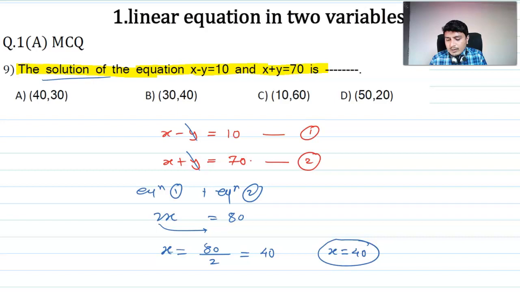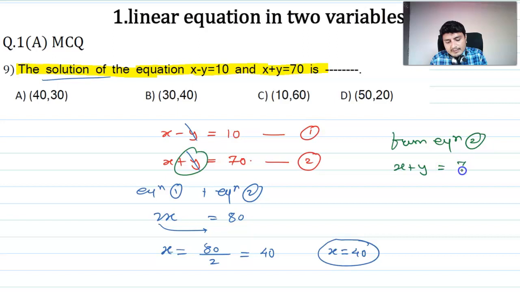Now to evaluate the value of y, what shall we do? Let's replace x by 40 in either equation 1 or 2. Then we get the value of y. So I am choosing equation 2, because in equation 2 the y variable is positive. Addition is easy as compared to subtraction. So we are choosing equation number 2 here.